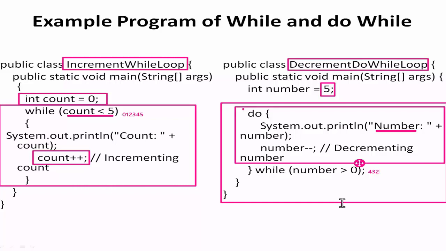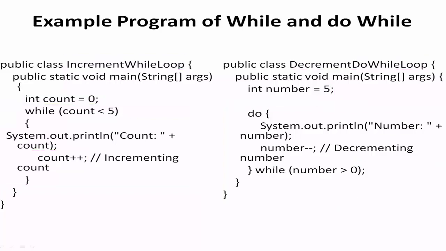Next it will become 2. So next 2 will be printed and again it will be decrementing the number to 1. So 1 is greater than 0. So then whenever 1 is decremented to 0, the condition will fail. So 0 is greater than 0, the condition will fail. So then the program will be terminated.